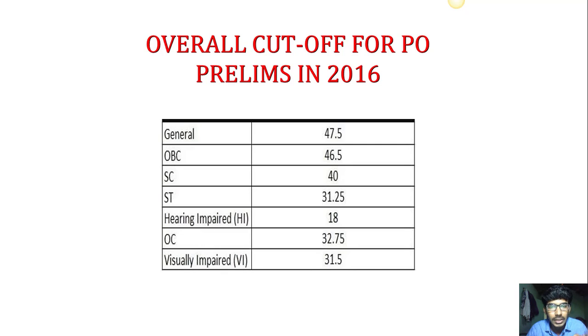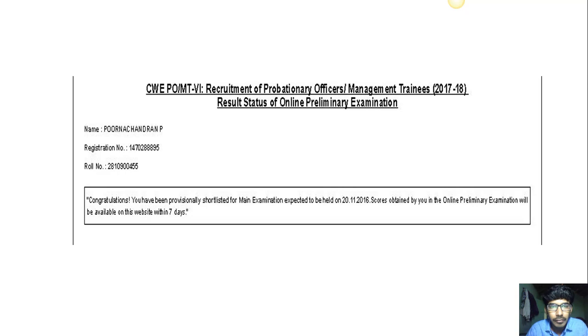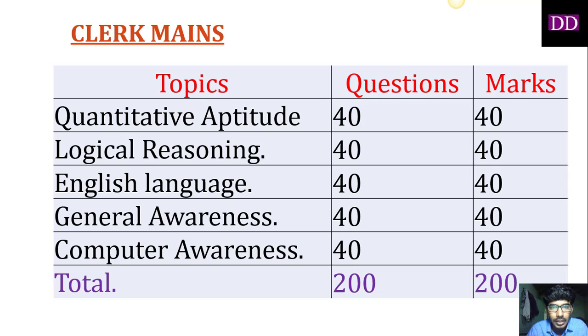You just go through these things, and I cleared PO in 2017. Sorry, I didn't save my mark. This is just my intimation mail. For your reference I have mentioned it here.